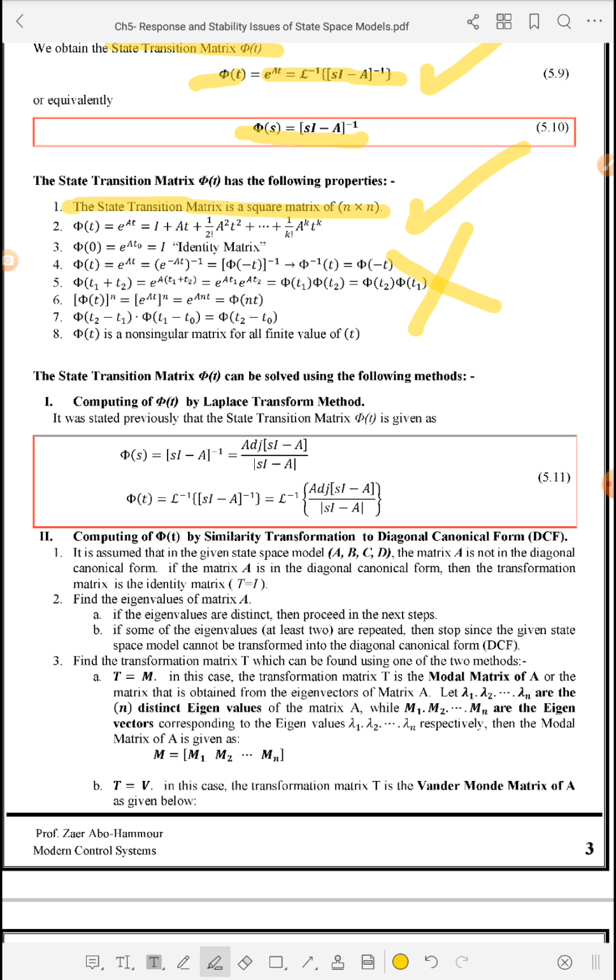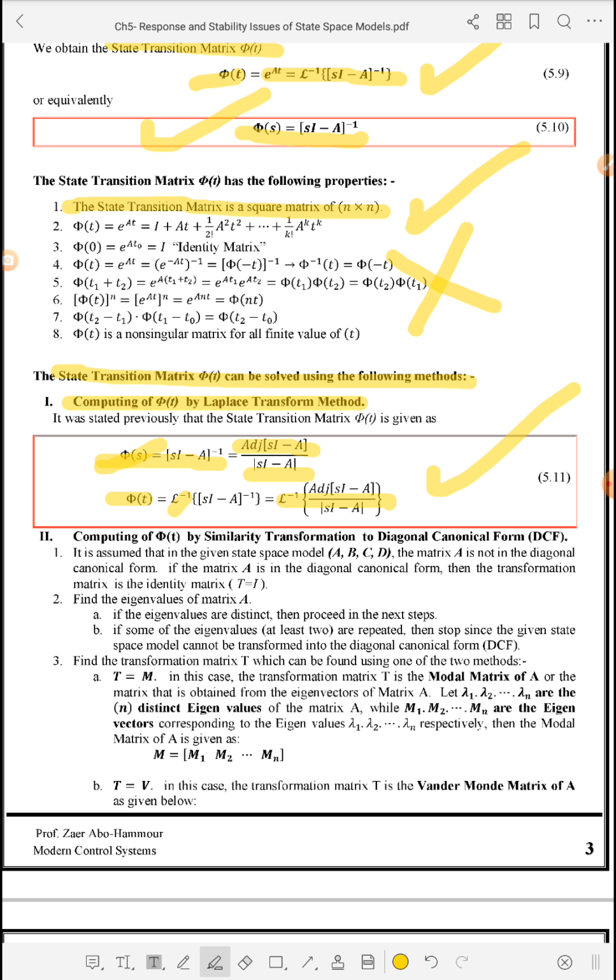The first method for computing phi of t is using the Laplace transform method. As we discussed in equation 5.10, phi of s is equal to sI minus A inverse. If we go back to what we covered in chapter 1, we know that the inverse is equal to the adjoint matrix divided by the determinant. If we take the Laplace inverse of this phi of s, we get phi of t, which is equal to the Laplace inverse of the adjoint matrix of sI minus A divided by the determinant of sI minus A.